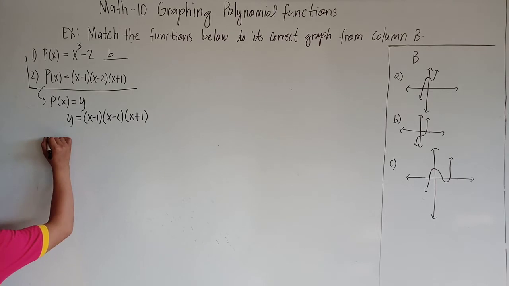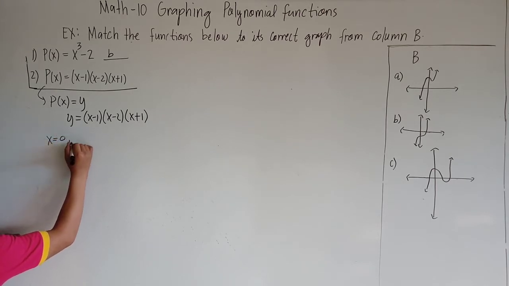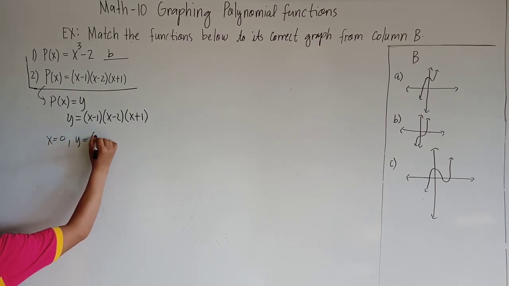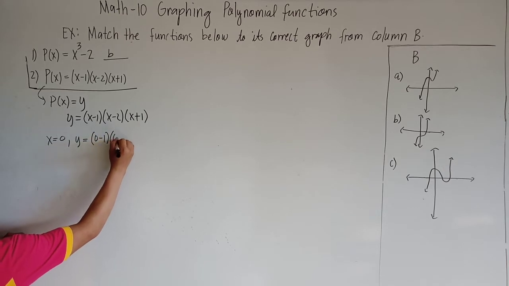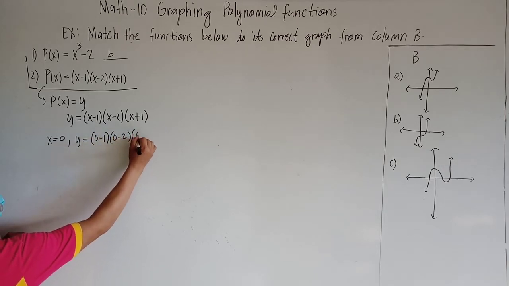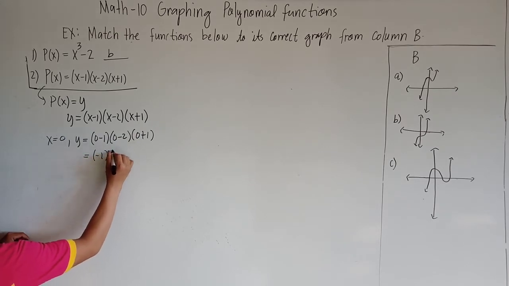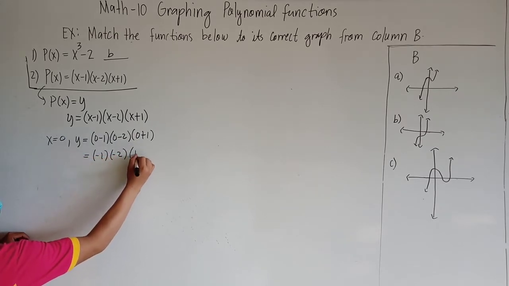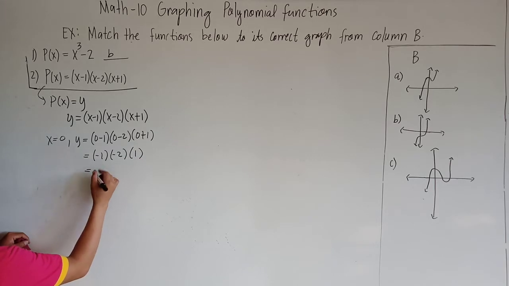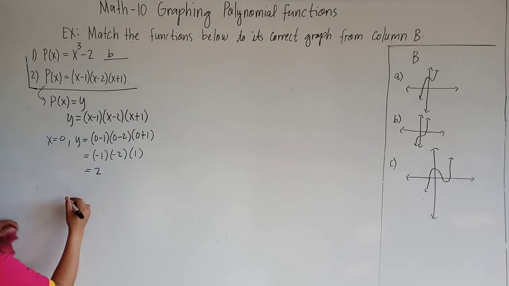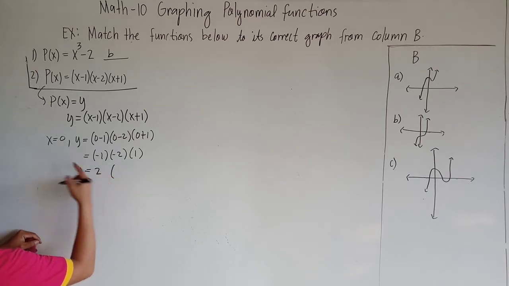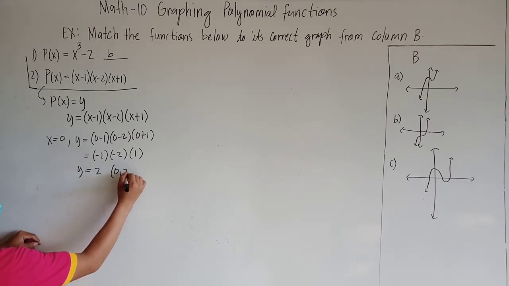So when x at this time is equal to 0, we know that y is equal to 0 minus 1 times 0 minus 2 times 0 plus 1. Or that is equal to negative 1 times negative 2 times positive 1. Or that is equal to positive 2 as the value of y. Therefore, that one is at point 0 and positive 2.